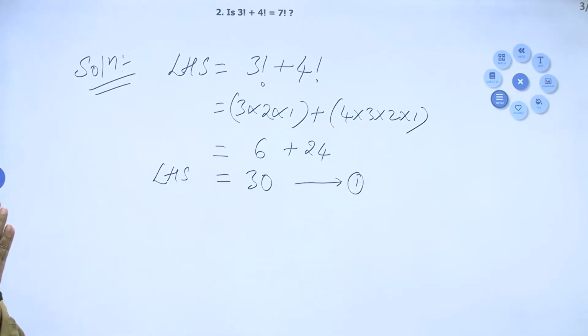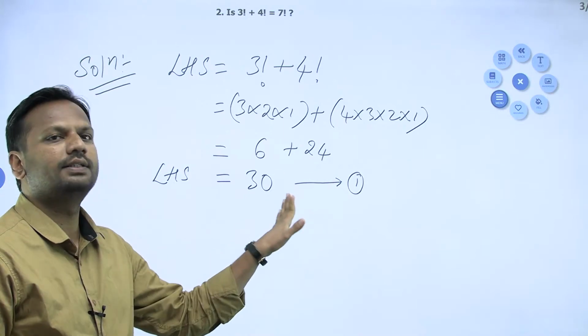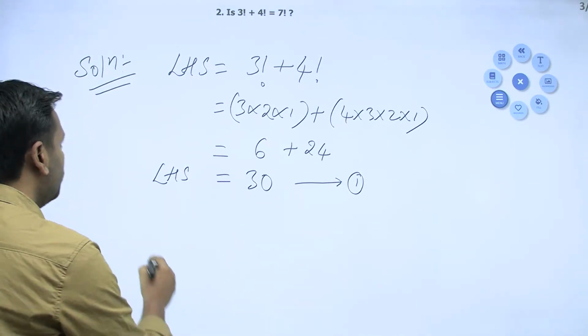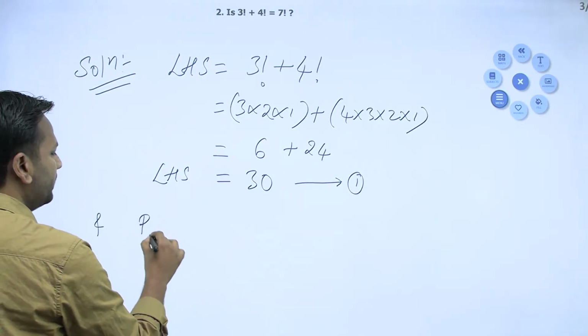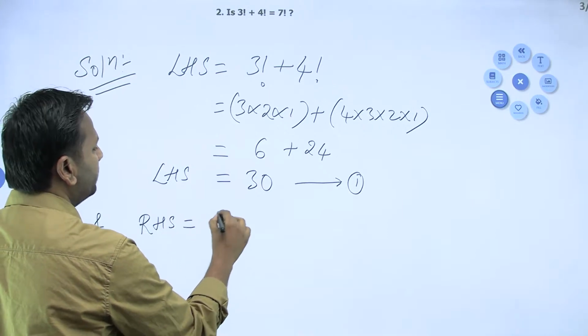So 3 factorial plus 4 factorial, how much do you get? 30 is the answer here. Now let me go with the RHS here. What is the RHS, students? What have they given as the RHS?